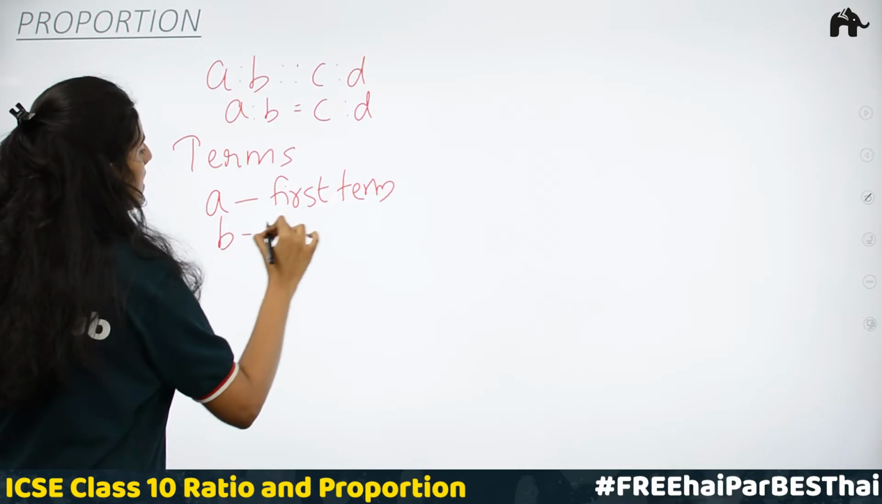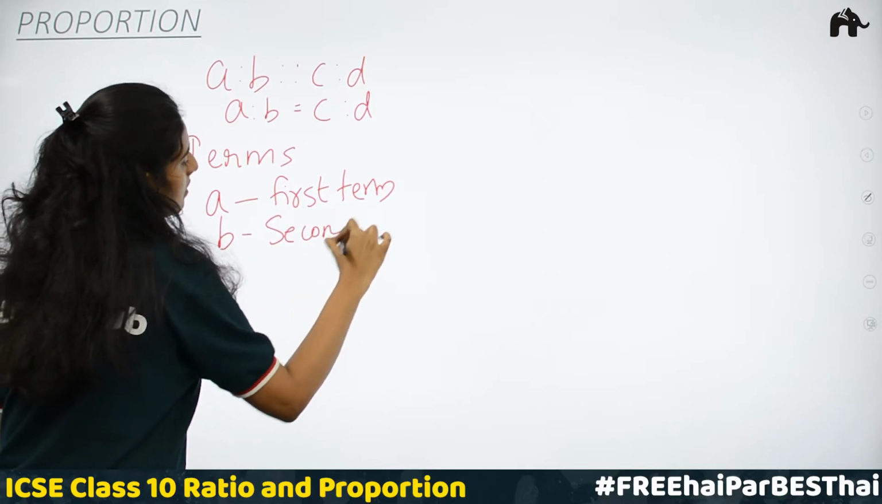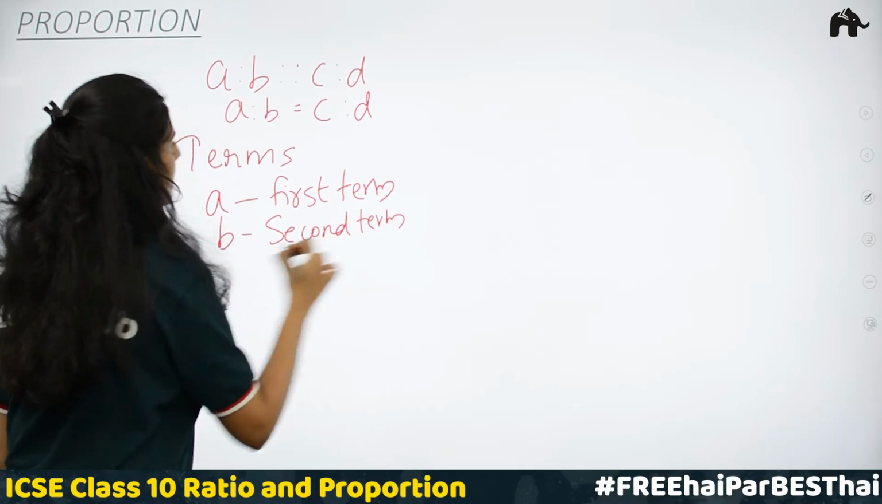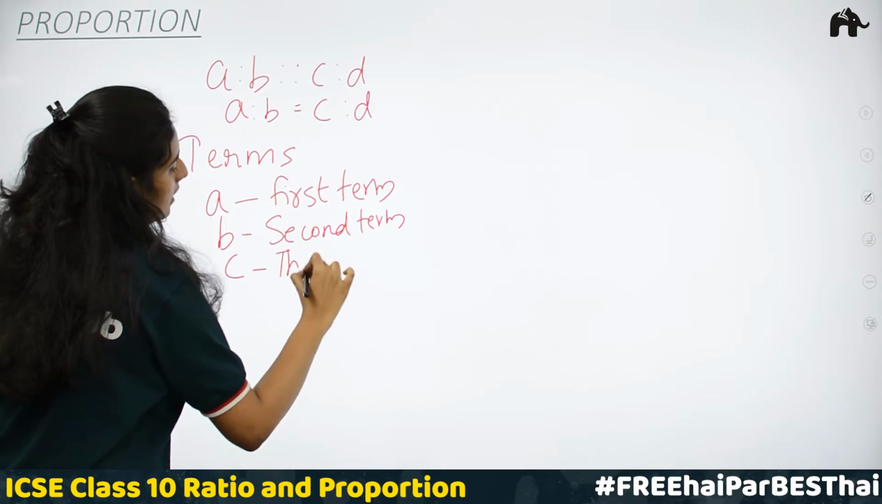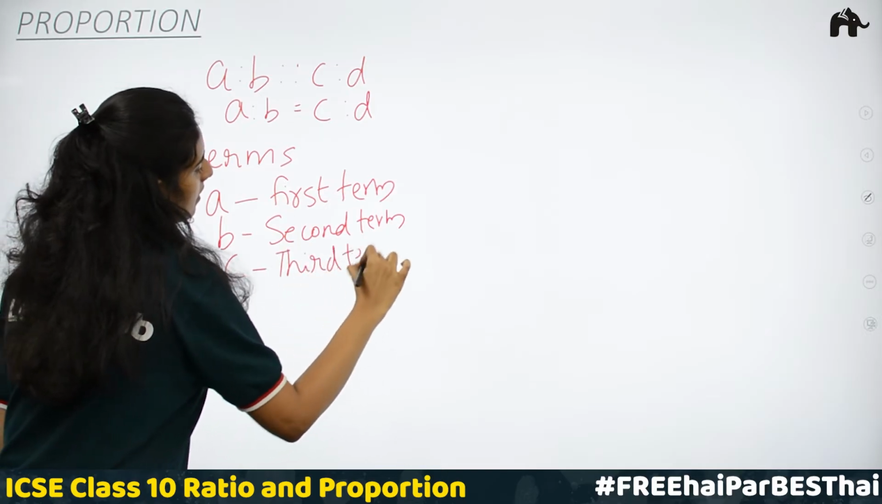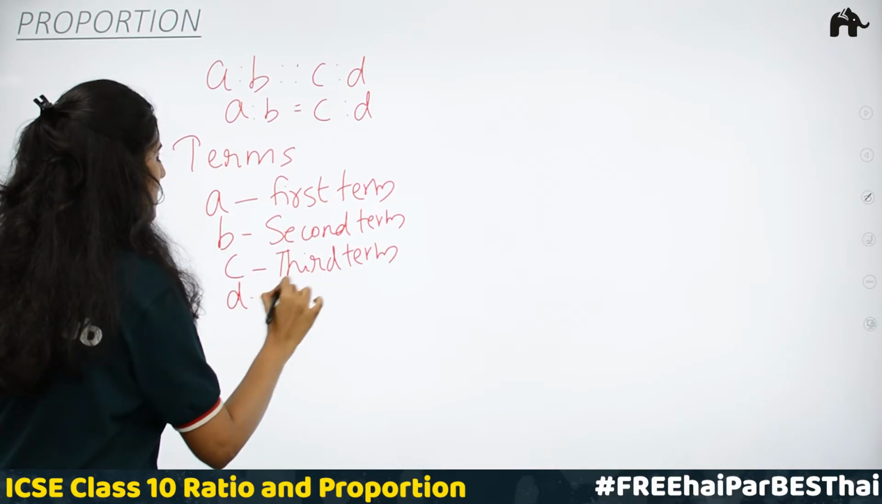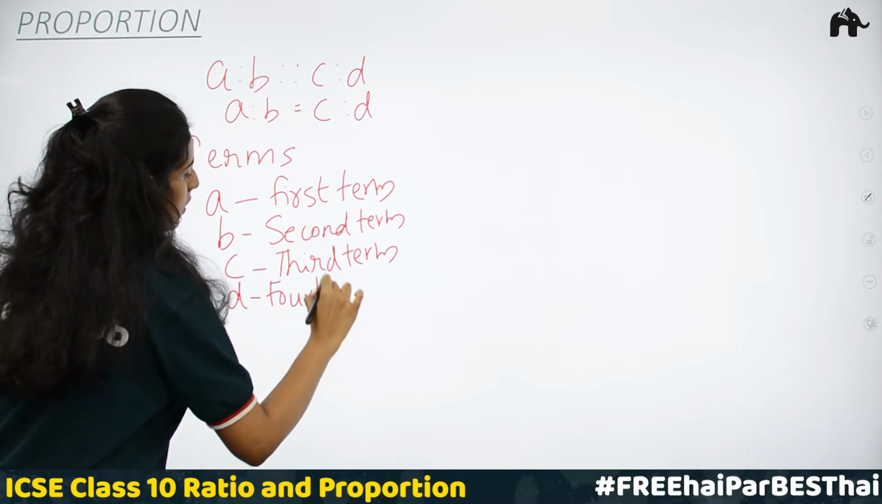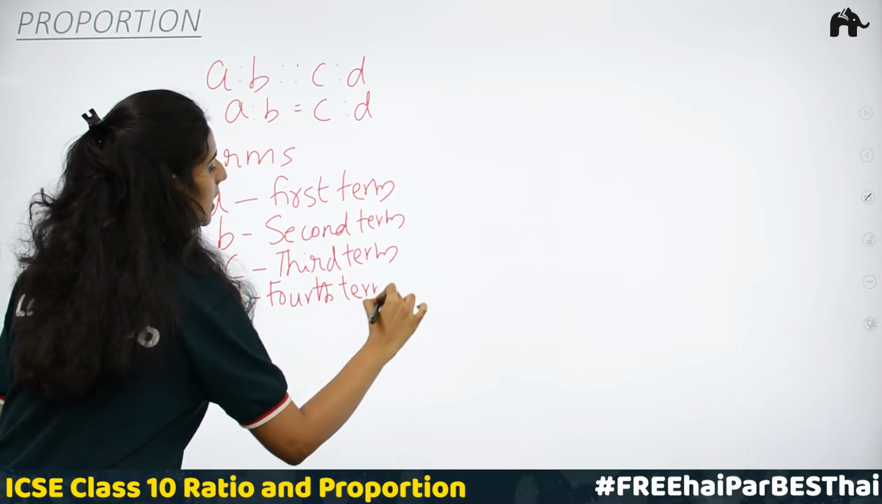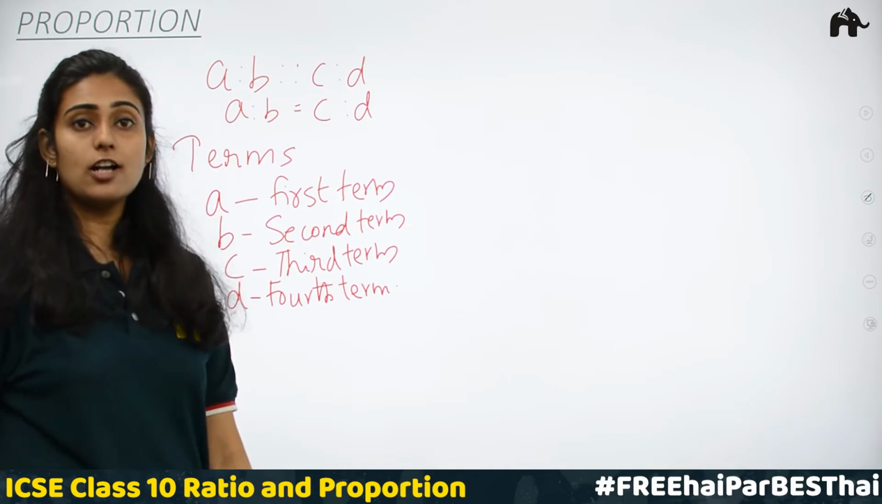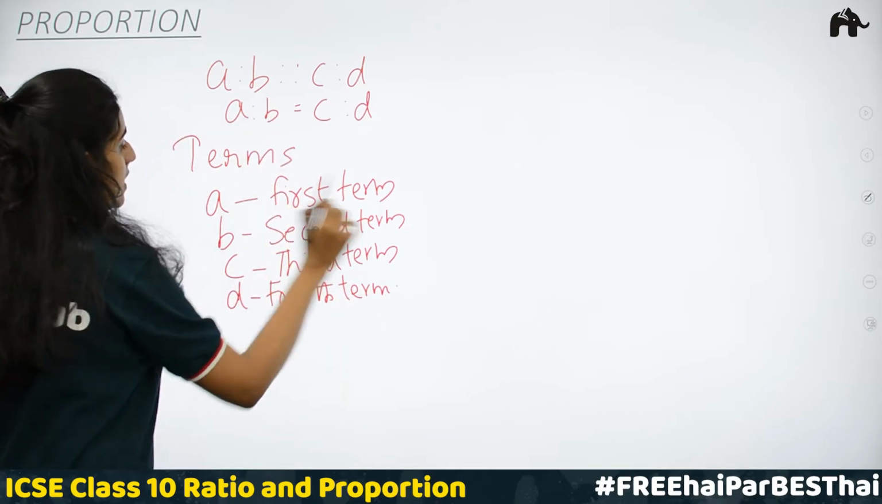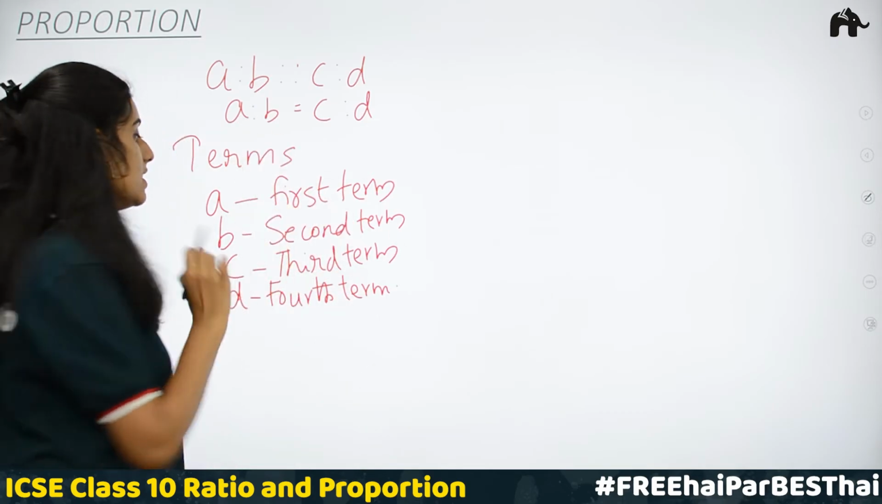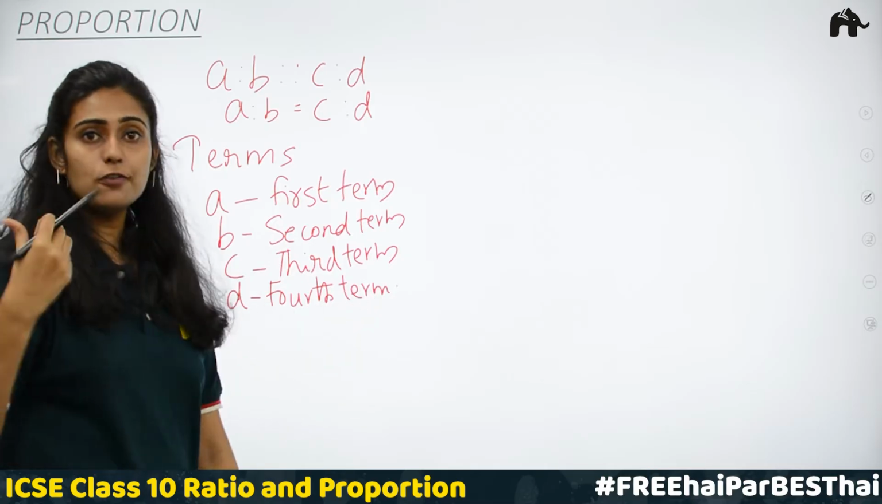B is the second term. C is the third term. And D is the fourth term. A, B, C and D are called terms. A is the first term, B is the second term, C is the third term and D is the fourth term.